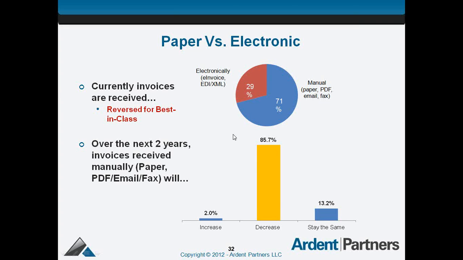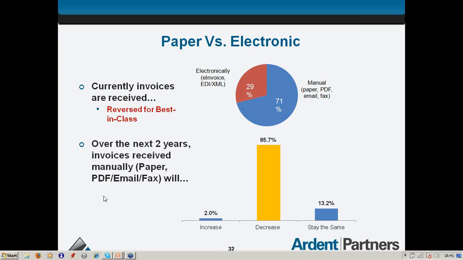What we found is, if we look at this figure from the best-in-class perspective, it's reversed. So best-in-class for the majority are receiving invoices electronically, and where they are receiving paper invoices, they have put in place the capability to take that paper invoice and automate it, extract the data, and put it into the same stream of processing as an e-invoice goes through.